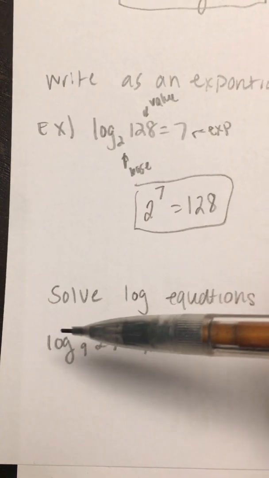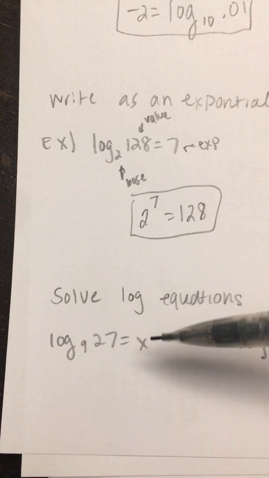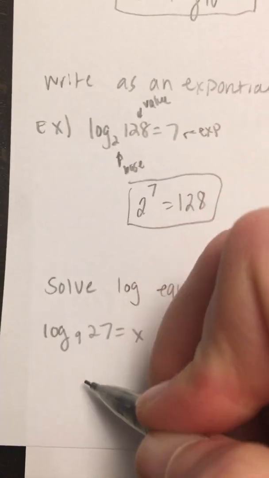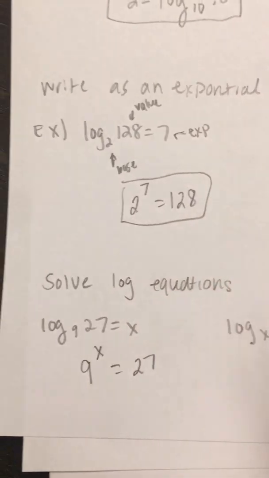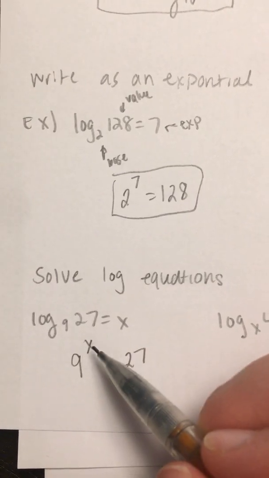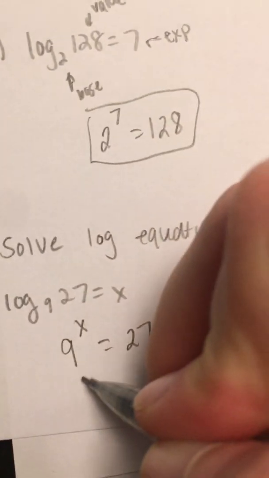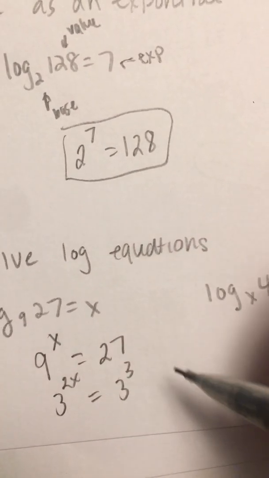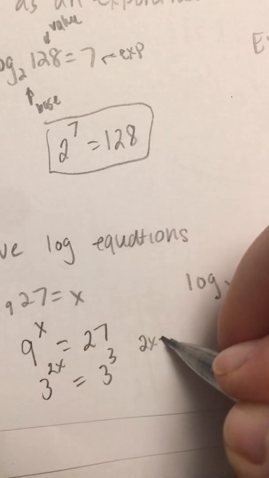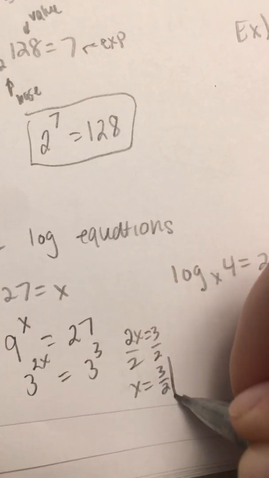So again, this is log to the base 9 of 27, which is the value, equals the exponent. So when I switch forms, I have 9 is the base, x is the exponent, and 27 is the value. And this is an exponential equation. We have a variable here. So this is why I'm saying base sheet's going to be important. I can write 9 and 27 with base 3. 3 squared and 3 cubed. And then I can use the property we learned yesterday, 2x equals 3. Divide by 2 to get x equals 3/2.